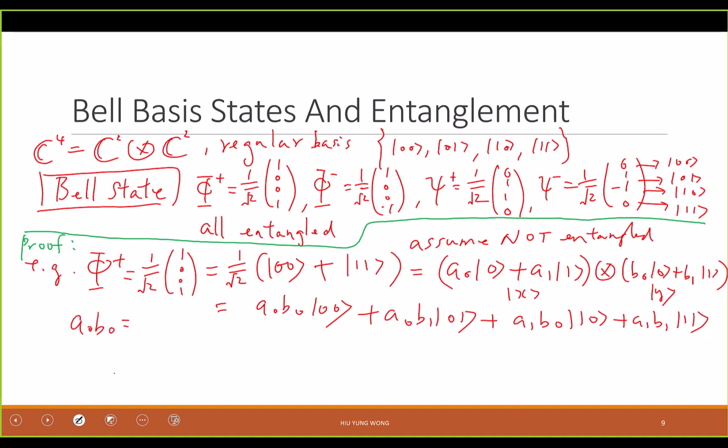A0 B0 equals 1 over square root 2. How about A0 B1 equals what? 0, because we are equating the coefficients. The 0 should have the same coefficient. How about A1 B0? What do you get? 0. A1 B1, what do you get? 1 over square root 2.